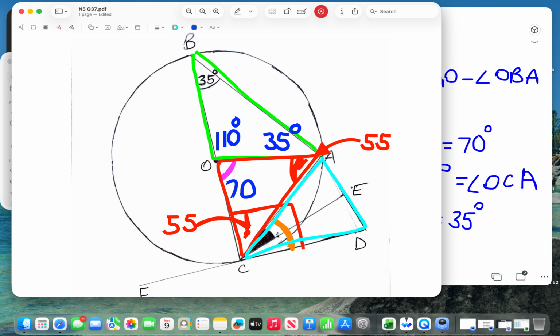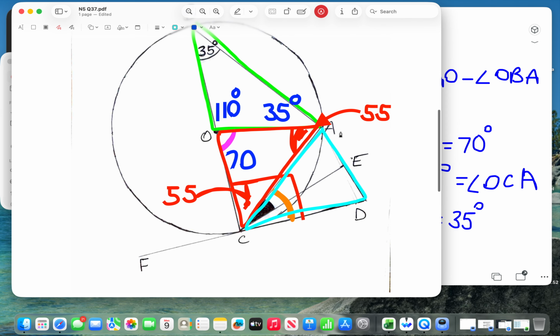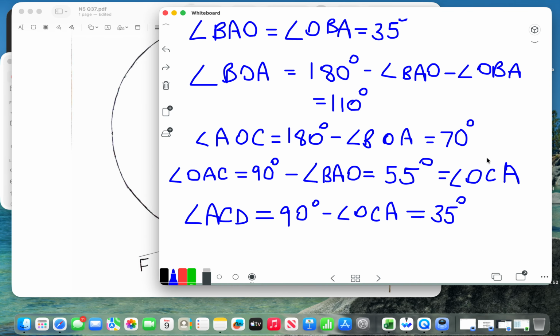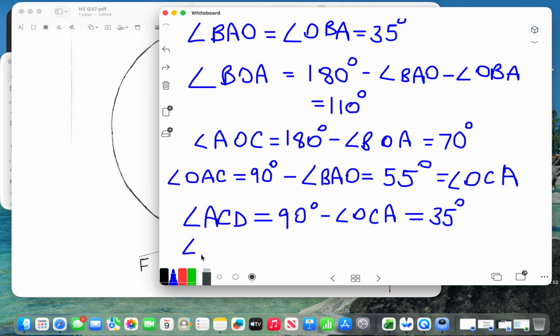So this means that the shaded angle ACE and this angle must be equal. So you just divide by 2 to then get the angle ACE. So ACE is 35 divided by 2, and that is 17.5 degrees.